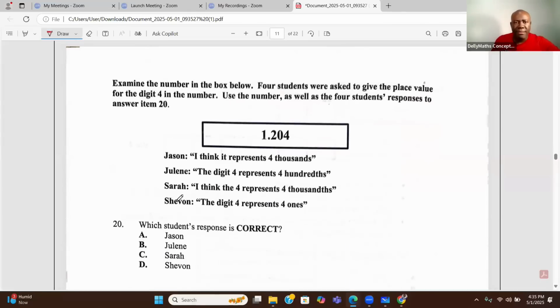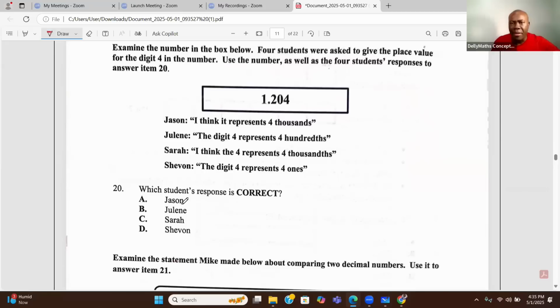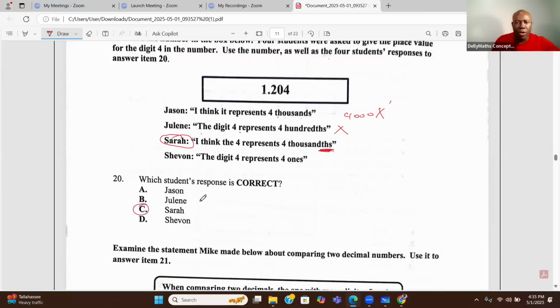Let's keep it rolling. Examine the number in the box below. It says Jason says, I think it represents 4,000. 4,000, meaning 4, 1, 2, 3. No, this is incorrect. Janice says, I think the digit 4 represents 400. No, this 4 is in the thousands with the TH. So we're looking for Sarah because it's 4,000, but with a TH right here. So it has to be Sarah. That is correct. We're halfway.